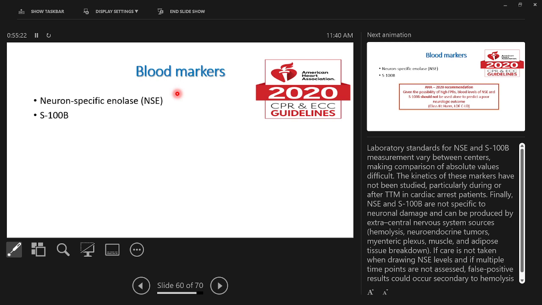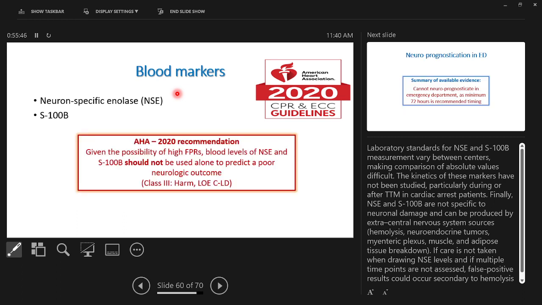Then regarding the blood markers, we can use neuron specific enolase and S100B. Many studies have been done, but not a single study has specified the ideal level of these markers to predict a poor neurological outcome. And these two markers have a very high false positivity.